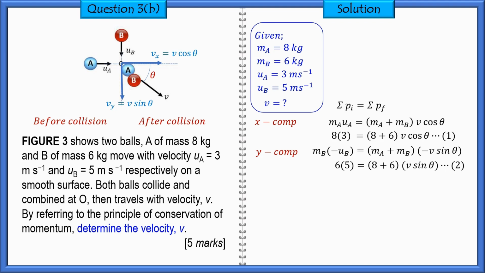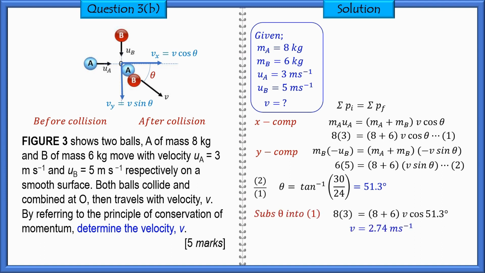To solve this, we have equations 1 and 2, so we can divide 2 by 1 because sine over cos is equal to tangent. Then we will get the theta first, which is equal to 51.3 degrees. When you get the theta, you can substitute in one of the equations. You will get that the velocity is equal to 2.74 meters per second. Because the question asks you to determine the velocity, you need to state the magnitude and direction. Because of that, it is safe if you write down that V is equal to 2.74 meters per second below the positive x-axis.